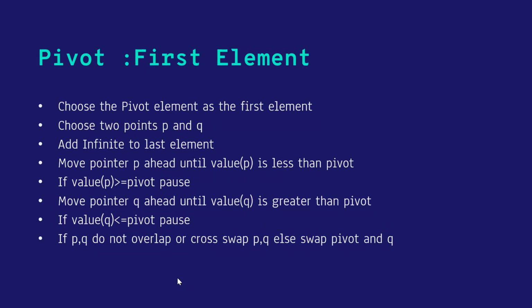So the last step is, if the p and q pointers do not overlap or do not cross, we need to swap p and q. If they cross each other or overlap each other, we need to swap the pivot value and the q value. So this might all look confusing for you. We'll just dive into the example, and it will be clear there.